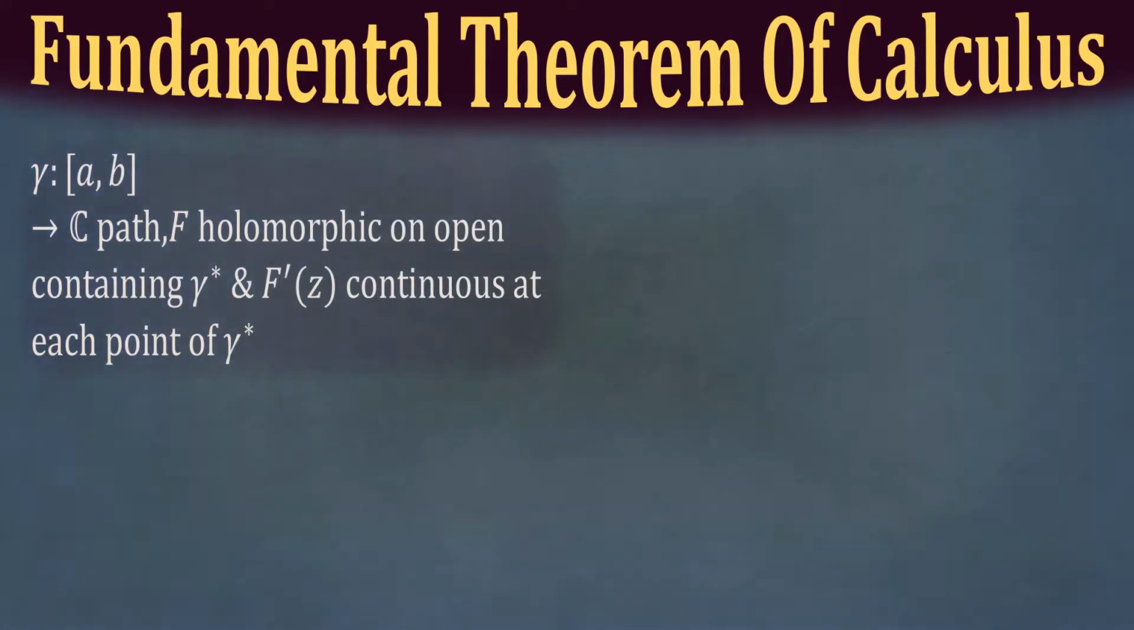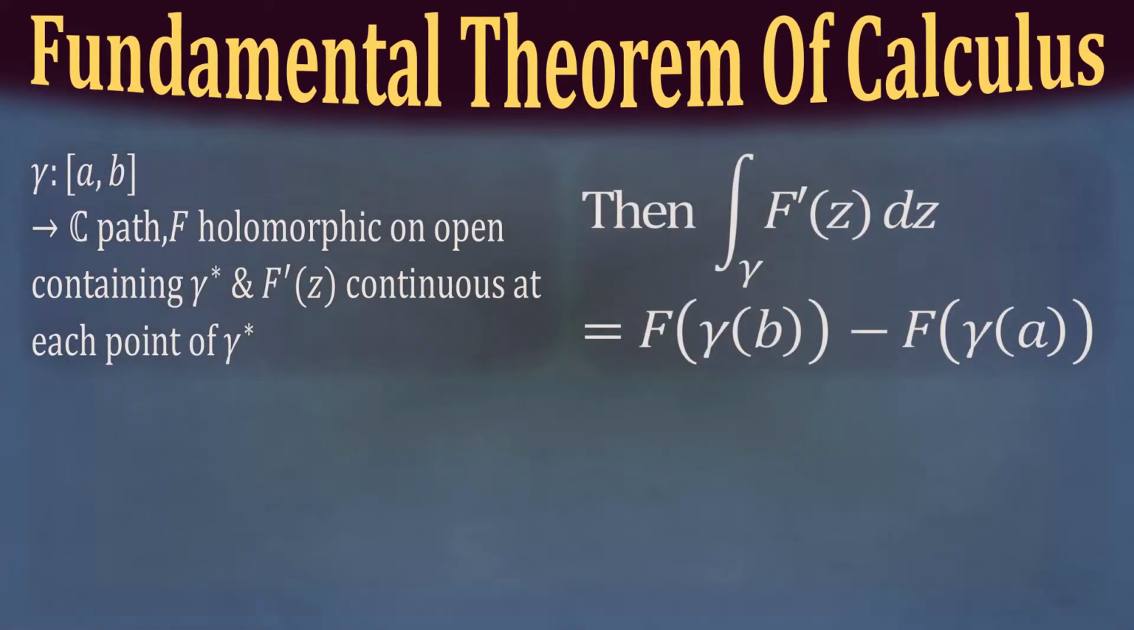Next, let's give the fundamental theorem of calculus. Suppose that γ from [a, b] to the complex numbers is a path, that F is a holomorphic function on an open set containing γ*, and that F'(z) is continuous at each point of γ*. Then the integral over γ of F'(z) dz is equal to F(γ(b)) minus F(γ(a)).